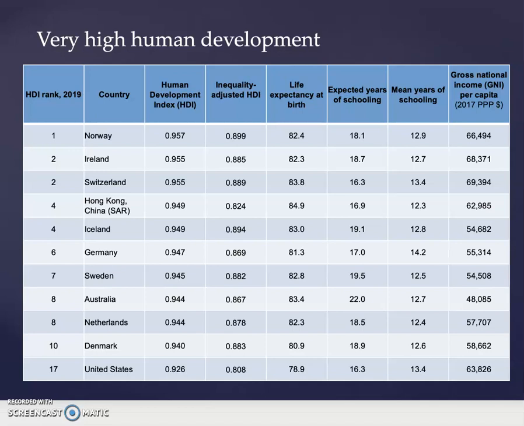Also notable is the life expectancy, mean years of schooling, expected years of schooling, and then the per capita income, again measured by purchasing power parity. That's for very high human development under the Human Development Index.